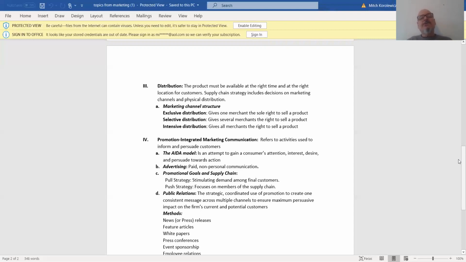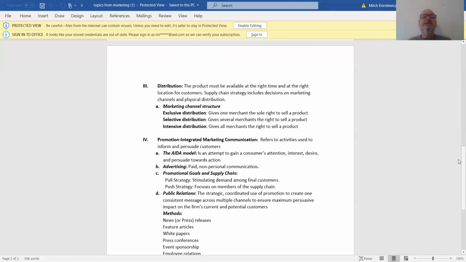So distribution, officially, is that the product must be available at the right time and at the right location for customers. Supply chain strategy includes decisions on marketing channels and physical distribution, what I had just explained in the beginning of this section. Marketing channel structure, there are 3 different structures that I want you to be aware of.